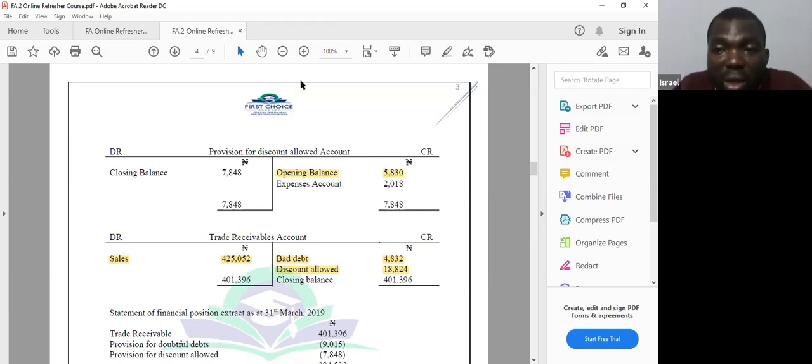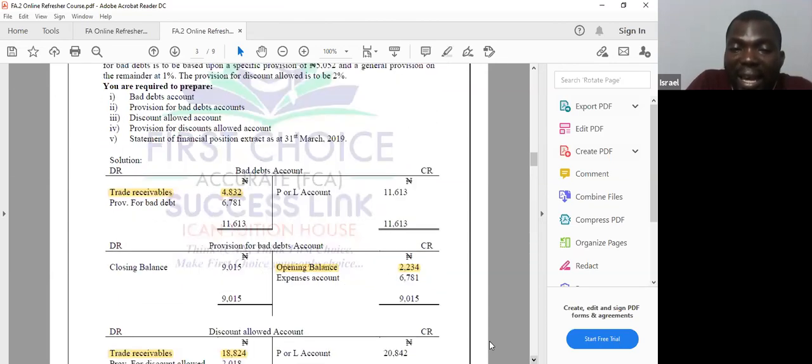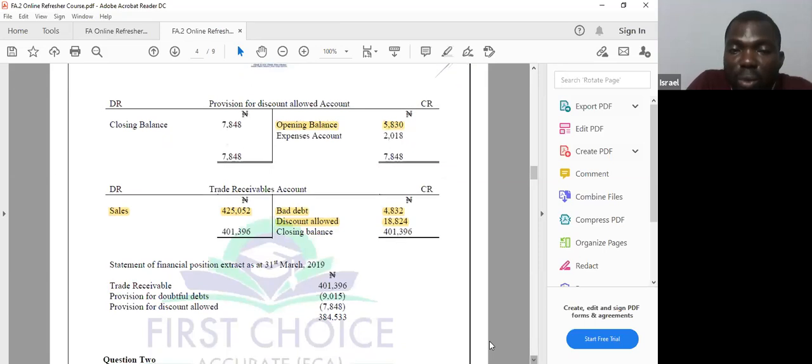So the next one that we're going to do, we are picking them one after the other and posting them appropriately. The next one asks that the provision for bad debt is to be based upon a specific provision of 5,052, and a general provision on the remainder at 1%. Before we can apply that 1%, we need to look at our trade receivables. What is the closing balance of our trade receivables? The closing balance is 401,396.